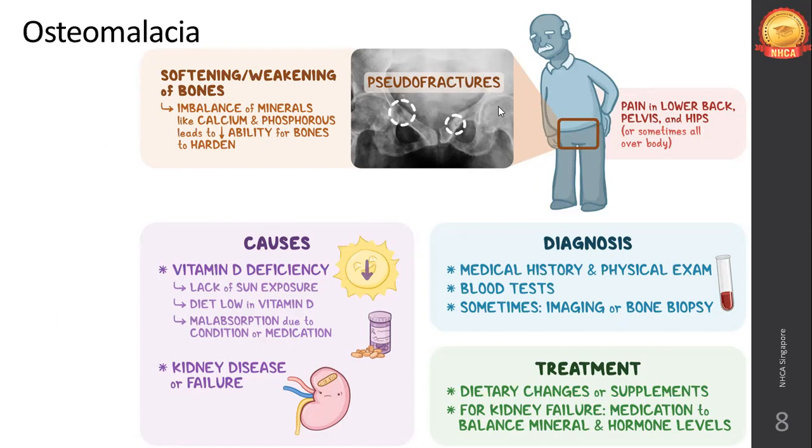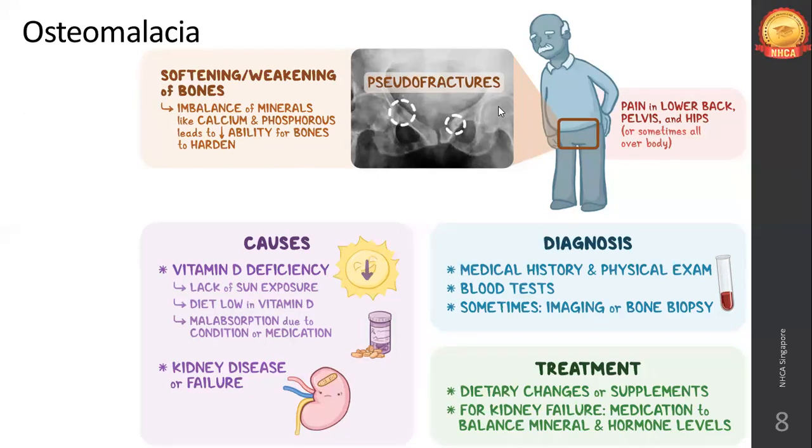Imbalance of minerals like calcium and phosphorus leads to a decreased ability of the bones to harden, so that leads to softening of the bones. Causes include lack of sun exposure, low vitamin D in the diet, and malabsorption of vitamin D because of certain medication. Taking coffee and vitamin D supplements together can hinder vitamin D absorption. Also kidney disease or kidney failure, and liver failure.